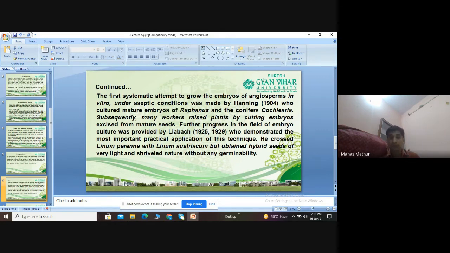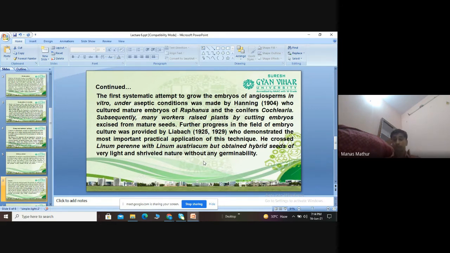So in the field of embryo culture, it was further demonstrated that the most important practical application of this technique is what? They are used mainly in the hybrid process. They crossed two plants, Linum perenne and Linum rusticum, but obtained hybrid seeds of very light and shriveled nature without any germinability. It means during the hybrid culture of this embryo, the quality of seeds obtained was not very good. The seeds were very light, and their germination rate was very poor.